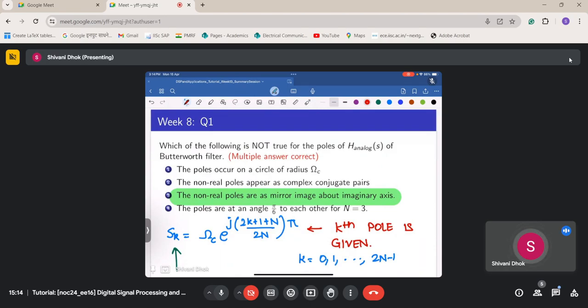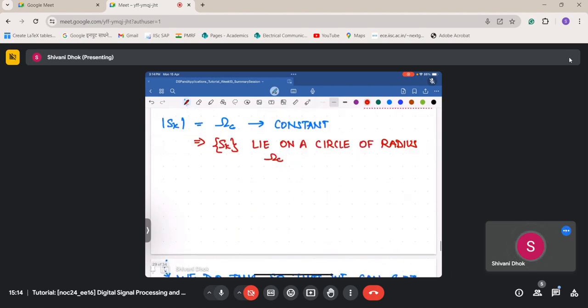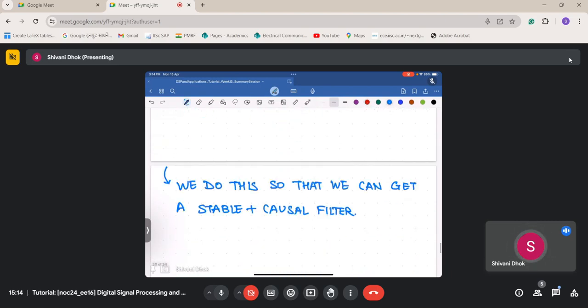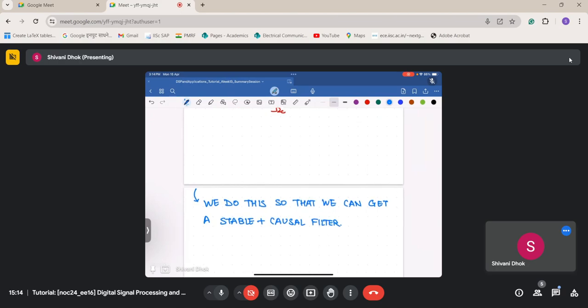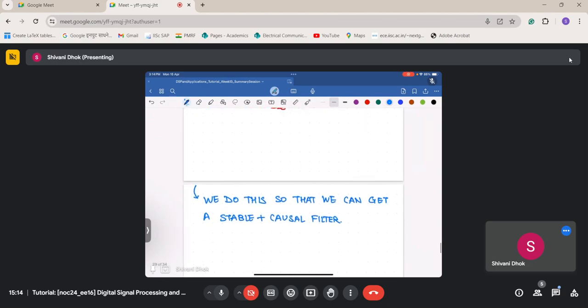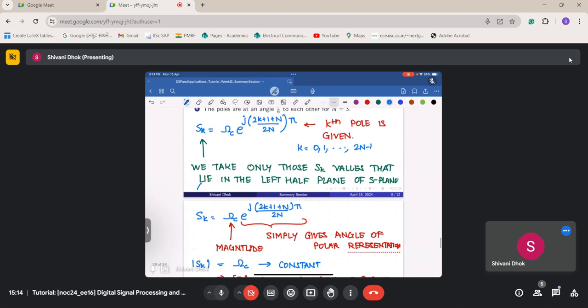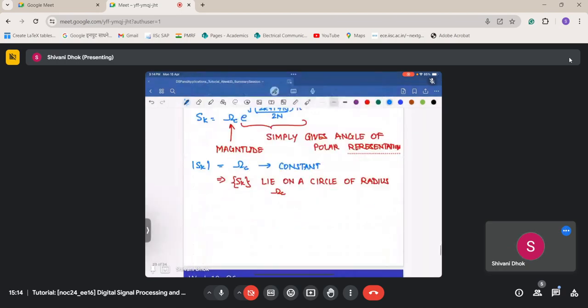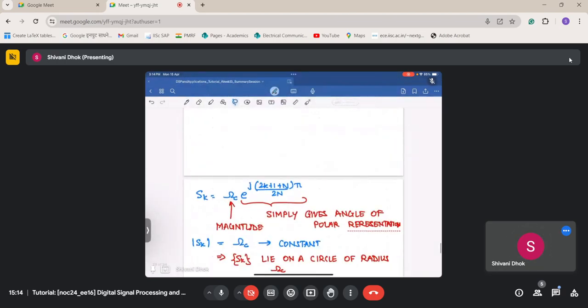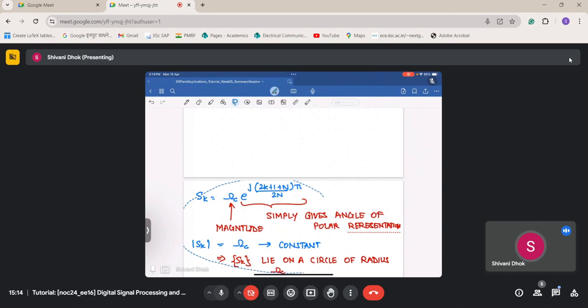The second option says that the non-real poles appear as complex conjugate pairs. So now if you look at the non-real poles, okay, something is wrong here. Yeah, so just take this part and paste it there.